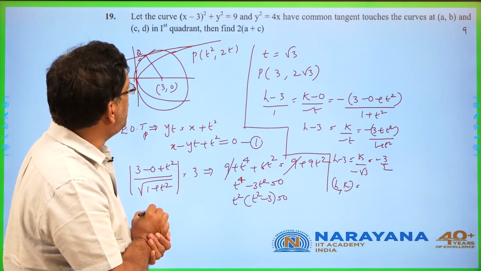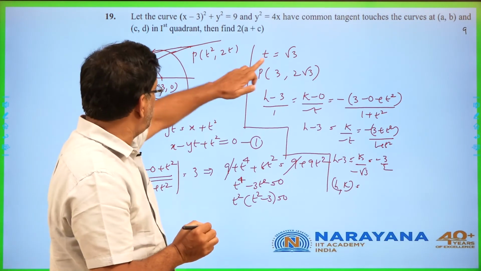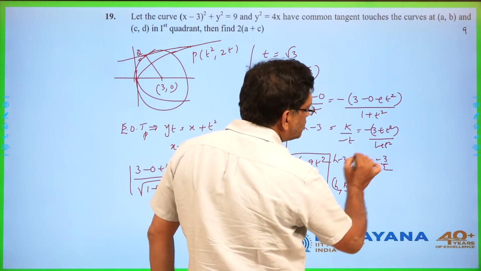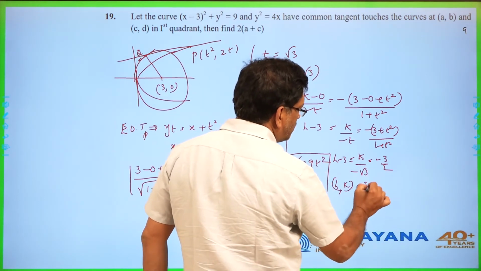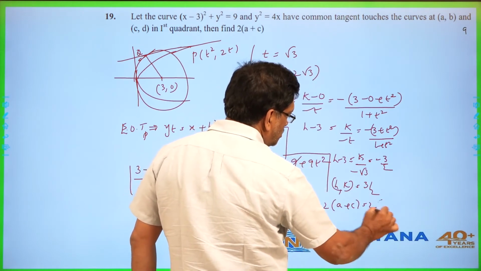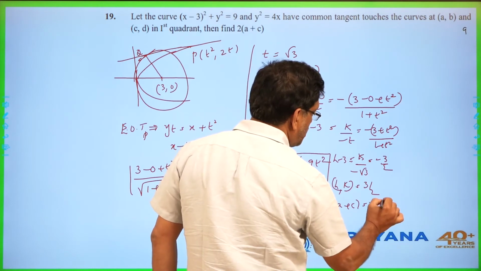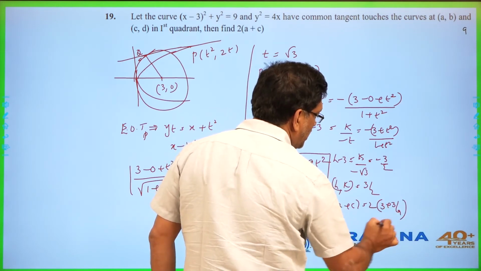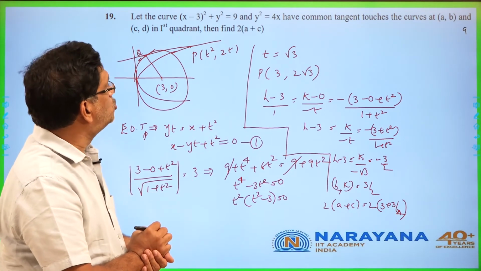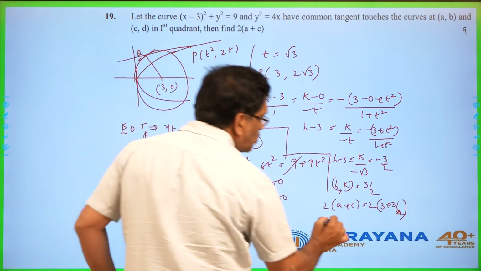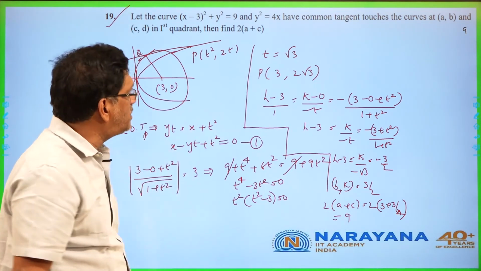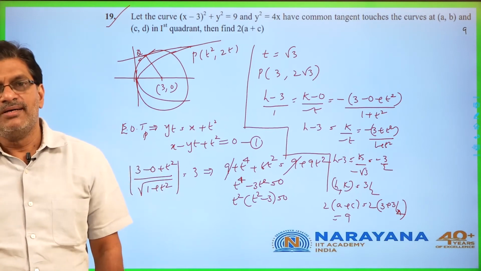Then he is asking a plus c. A is already this one, a is 3. Here c means 3 by 2. So 2 times a plus c: 2 times your a is 3 and this is 3 by 2, so 9 by 2. 2, 2 cancel. It is equal to 9. You will get 9 as the answer in this case. That is question number 19.